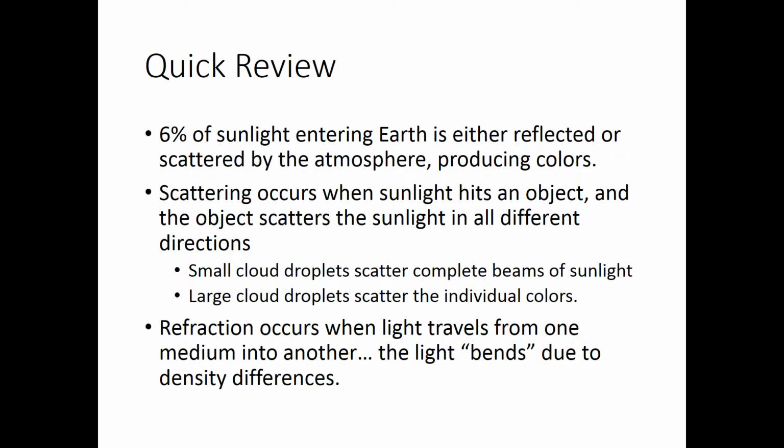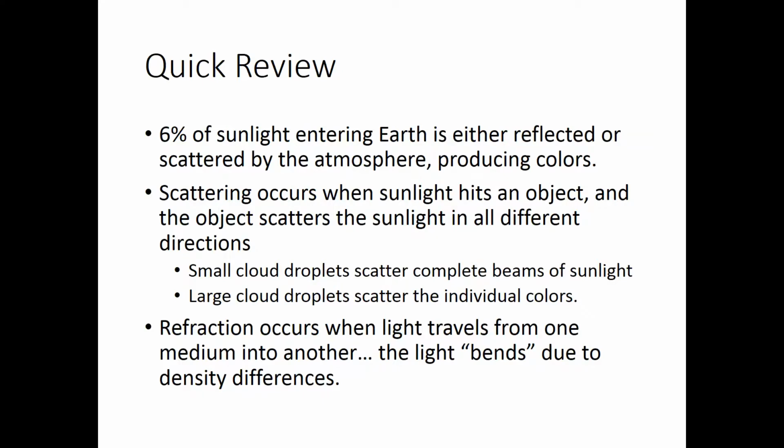Okay, now that we've talked a little bit about the ideas of refraction and scattering, we're now ready to jump in and really understand how rainbows form. But just to do a super quick review up to this point, first, when we talk about atmospheric optics, the main idea is that 6% of sunlight entering the Earth is either reflected or scattered by the atmosphere. And this is what produces those colors, such as the blue sky or the white clouds. These are caused by the reflection and scattering of light in the atmosphere.